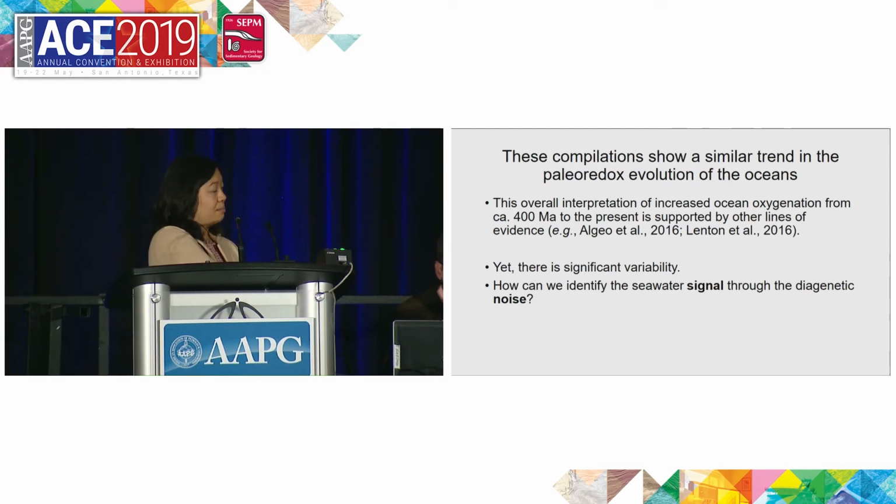In addition to my potential interpretation that this represents changes in redox conditions, we also have to ask, could this just represent a change in the diagenetic regime as well? In other words, a real question is, can we identify the seawater signal through the diagenetic noise?